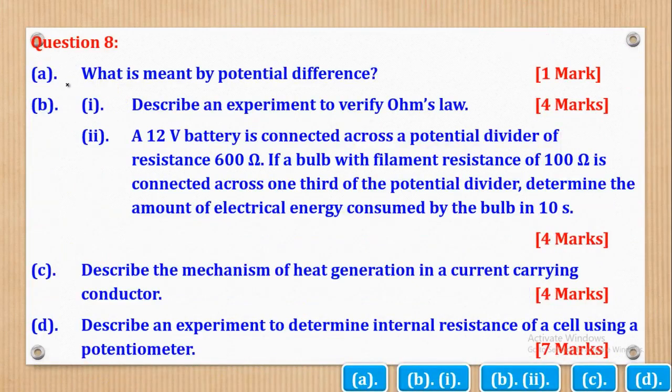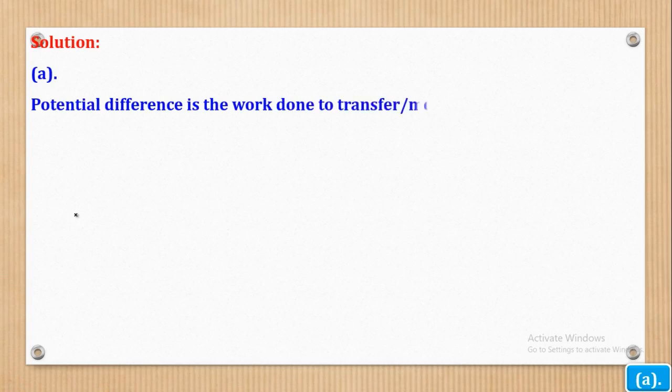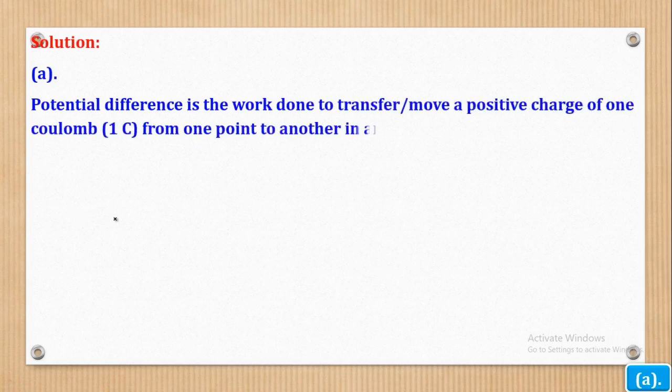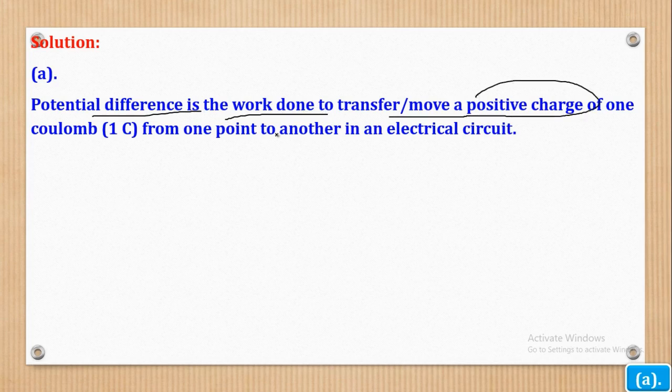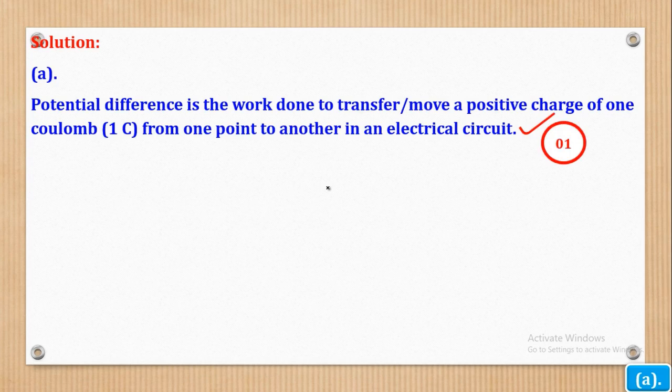So now we shall go to question 8. Part A says what is meant by potential difference? So potential difference is the work done to move a positive charge of 1 coulomb from one point to another in an electrical circuit. So it's the last condition. Most students forget it, but it has to be included. And that is how you could get your 1 mark.